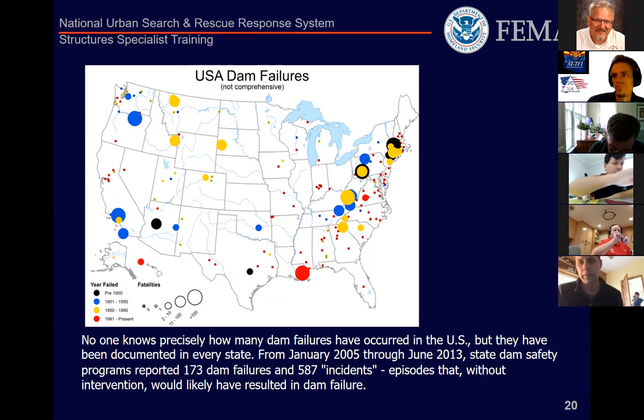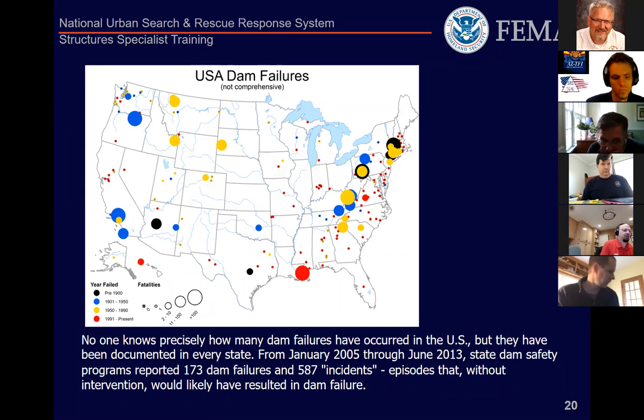So for dam failures, this is through 2013, from January 2005 to 2013. There are probably more dam failures than most people are aware of, and it's really due to who owns them. It's really difficult to track some of these. The Corps itself has not had a major dam failure. Most of the large entities, state or federal, have not, but you'll have smaller ones.